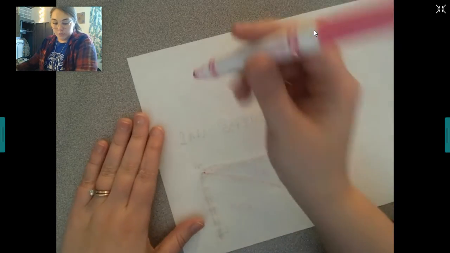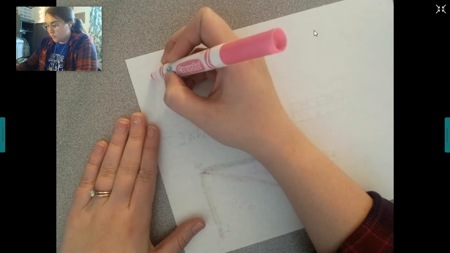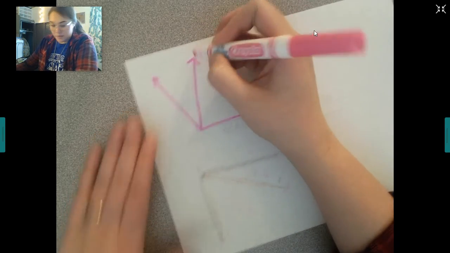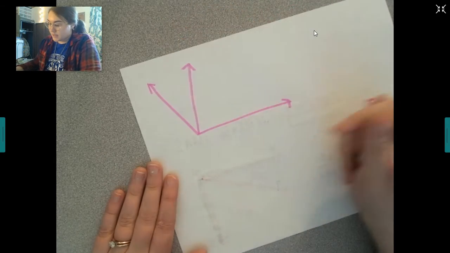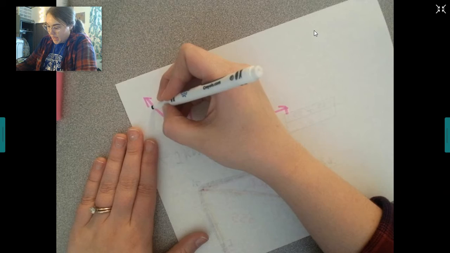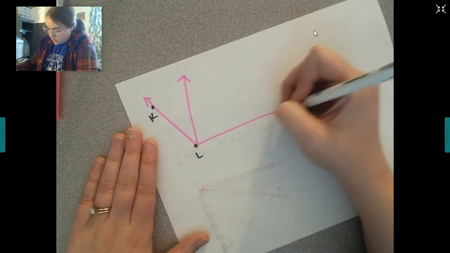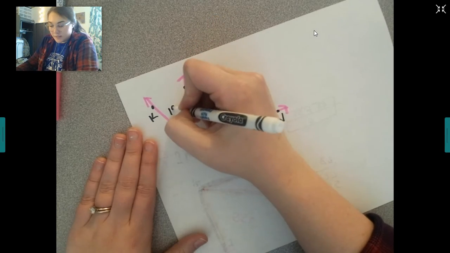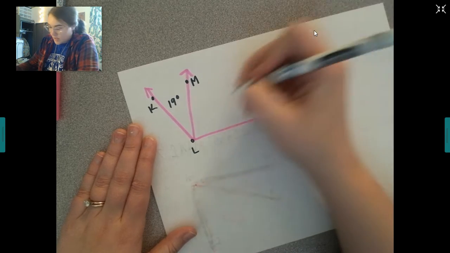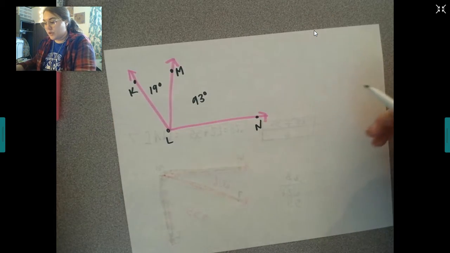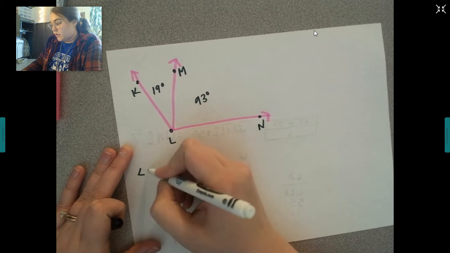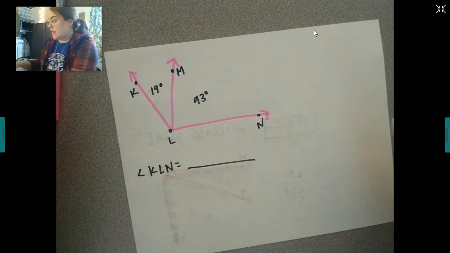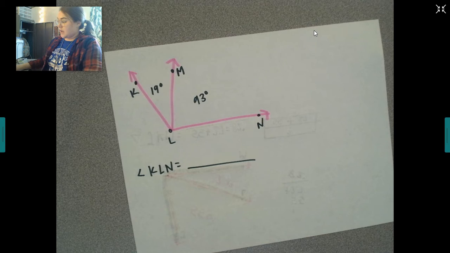So I want you to do this one on your own. I want you to pause the video right now. Well, not right now. I want you to get out a piece of paper, and I want you to draw this with me. So this is angle KLN, and this is the ray that is M. This is 19 degrees, and this is 93 degrees. I want you to find the measure of angle KLN, and I also want you to write the equation that goes with it. So right now, pause the video and solve that for me.